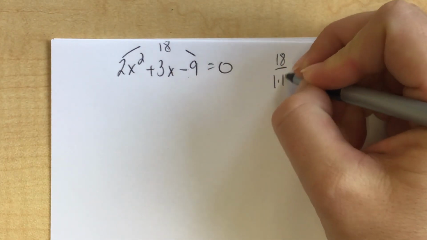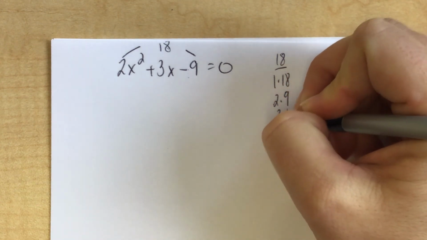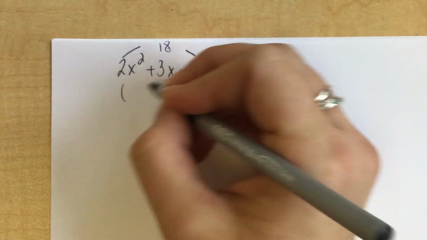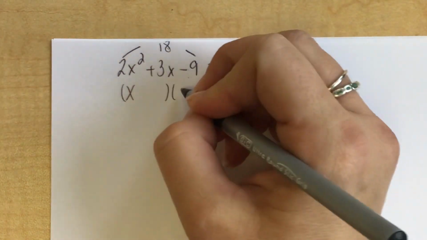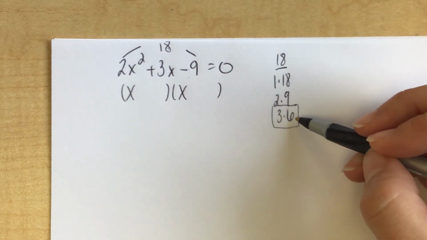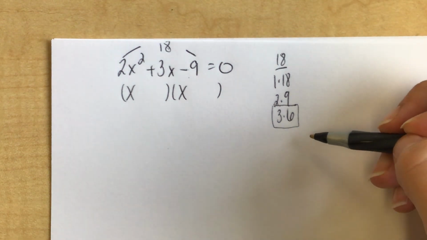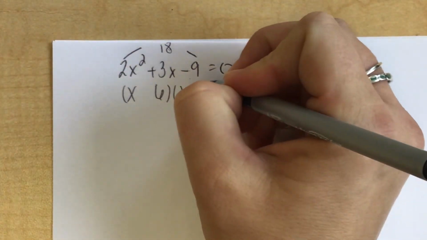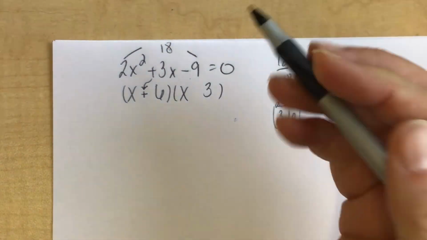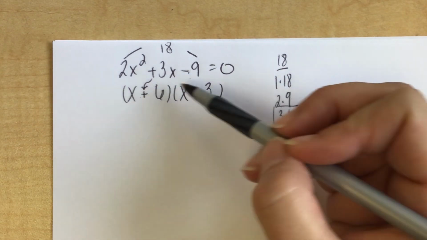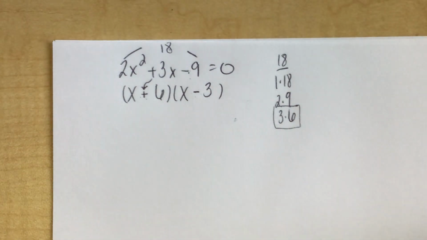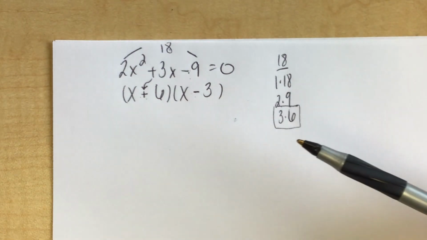So 18 times 1, 2 times 9, and 3 times 6. So when I look at this, 6 and 3 subtract and they'll give me 3. So open up 2 sets of parentheses. X goes first. This is the pair of factors that's going to work. So I'm going to put the bigger factor first. So 6 and 3. The first sign comes straight down, so that's plus. The second sign is a minus, so these have to be opposites. So this is minus.